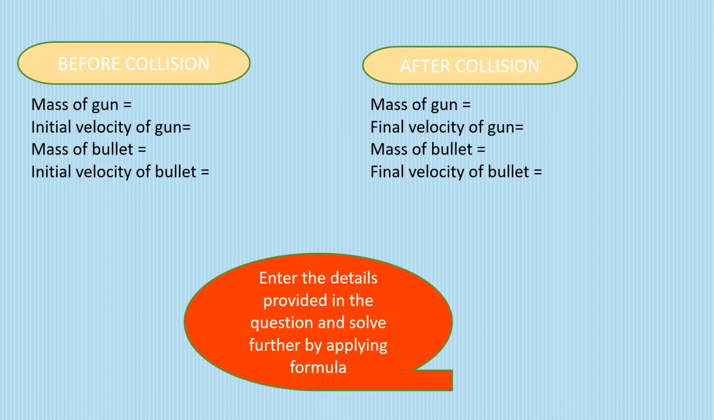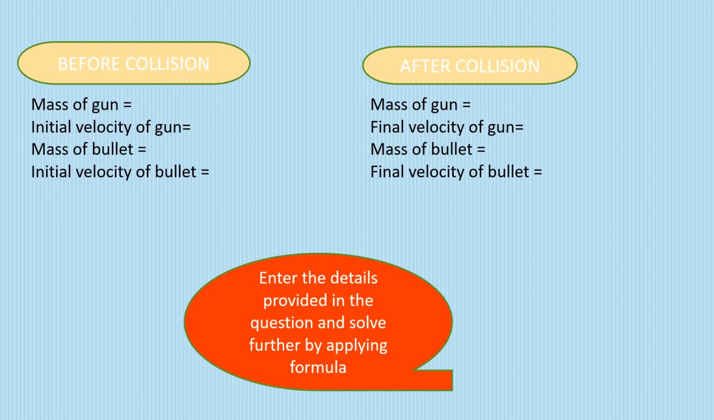So before collision, we'll write all the details. So see, before collision there are two situations, always it's going to be the same. Before collision: the masses of both objects and the initial velocity of both objects. After collision: the masses of both objects again and the final velocity of both objects. So you can proceed in this manner also. So what you have to do is enter all the details provided in the question in this format and then solve by applying the formula, which is the law of conservation of momentum.